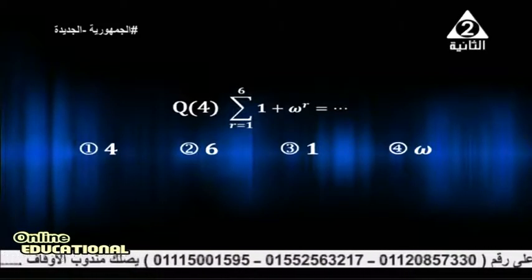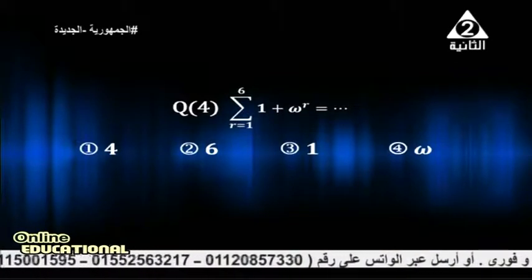My dear student, what is the omega? We know that 1, omega, omega power 2 are the solutions of the cube roots of unity, x power 3 equals 1. We have 1, omega, omega power 2 as the solution set. What is the relation between them? 1 plus omega plus omega square equals 0. Don't forget.